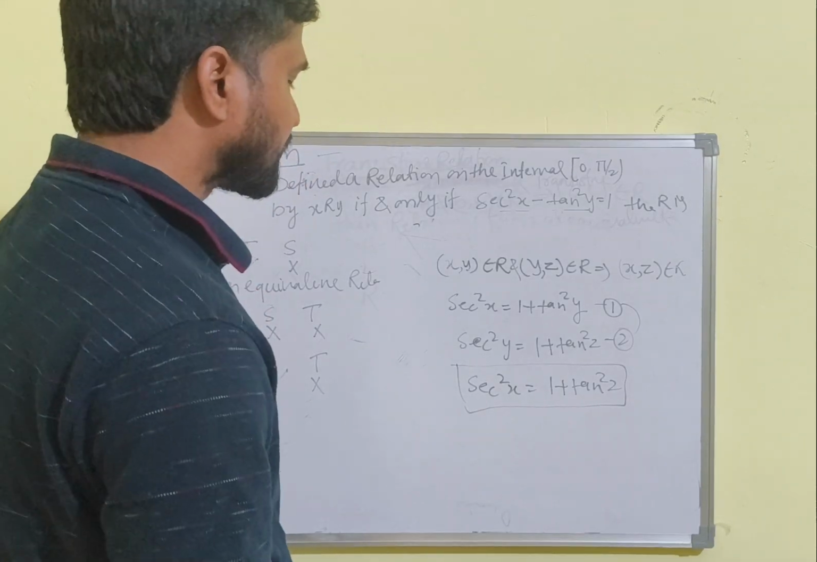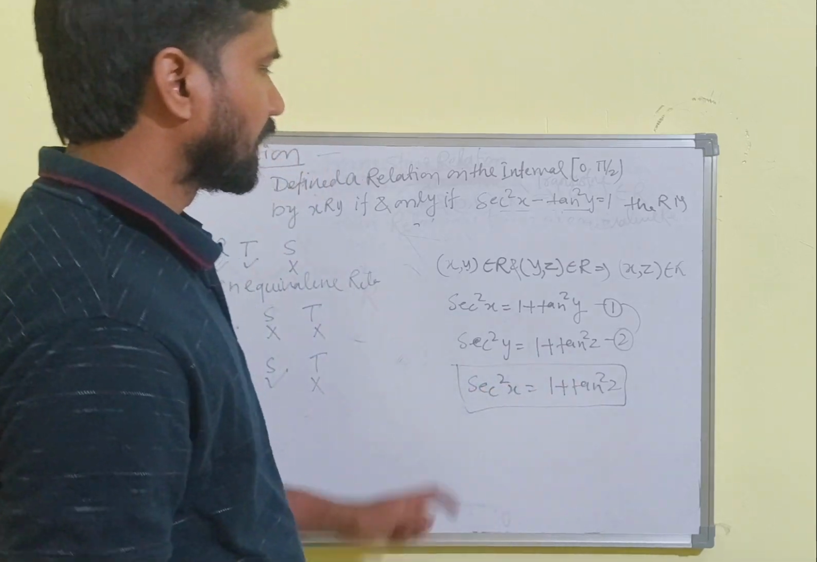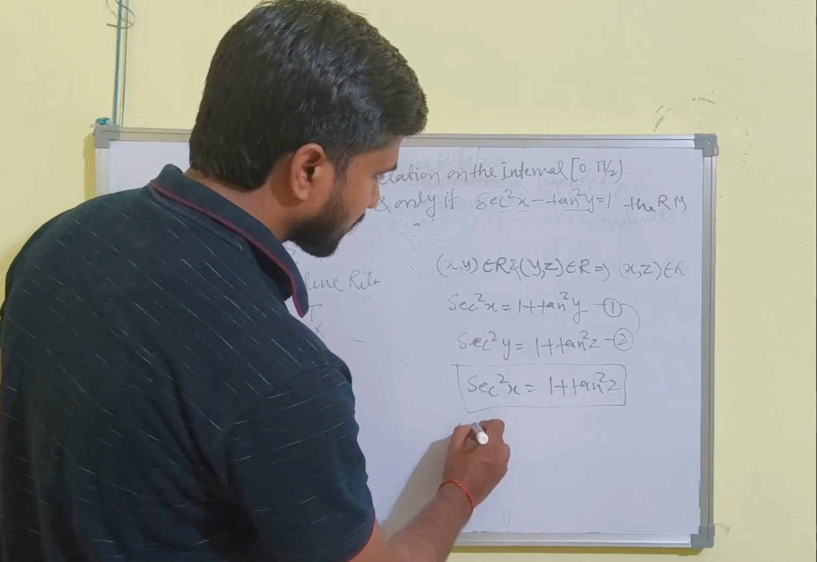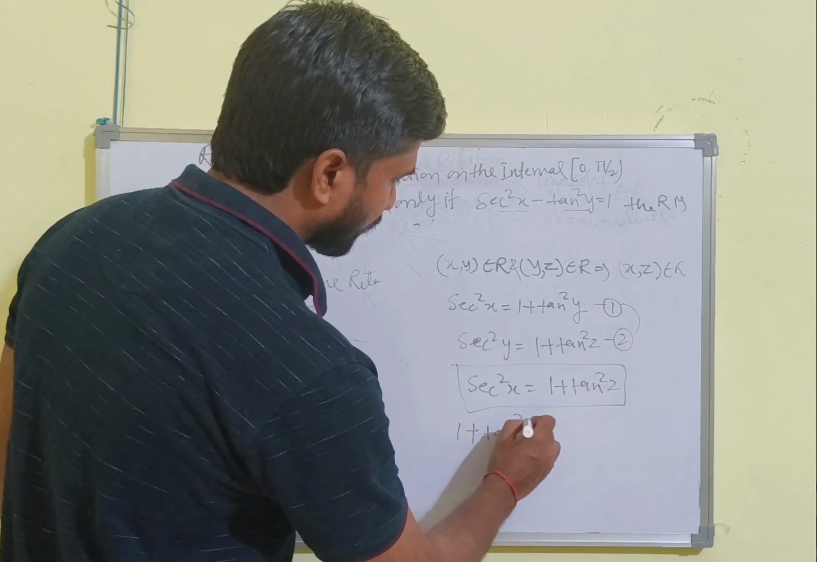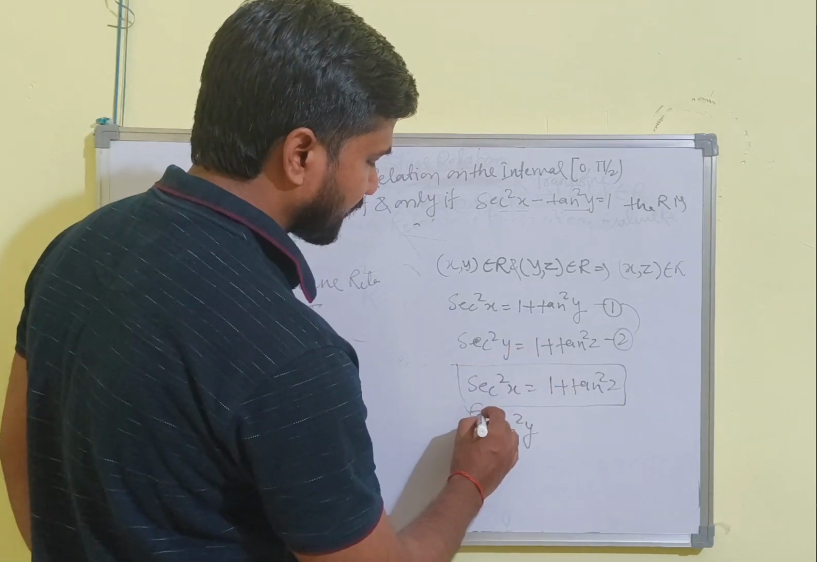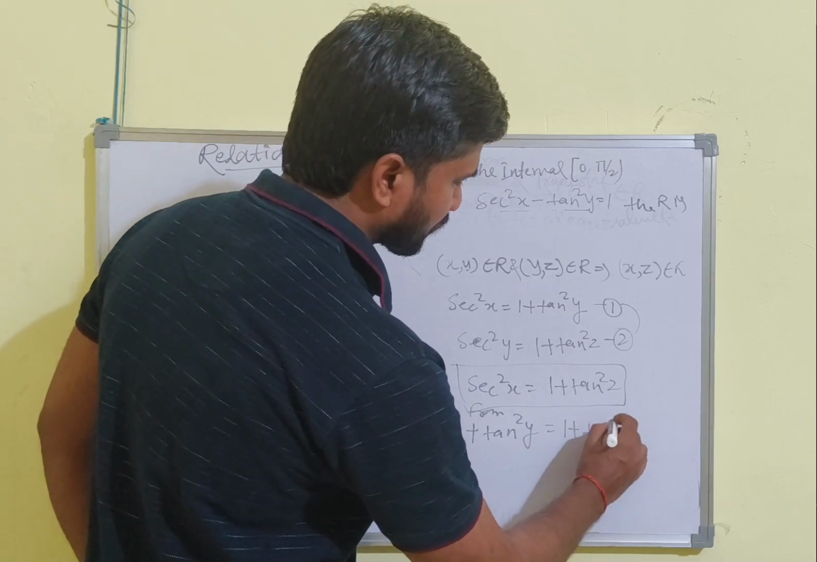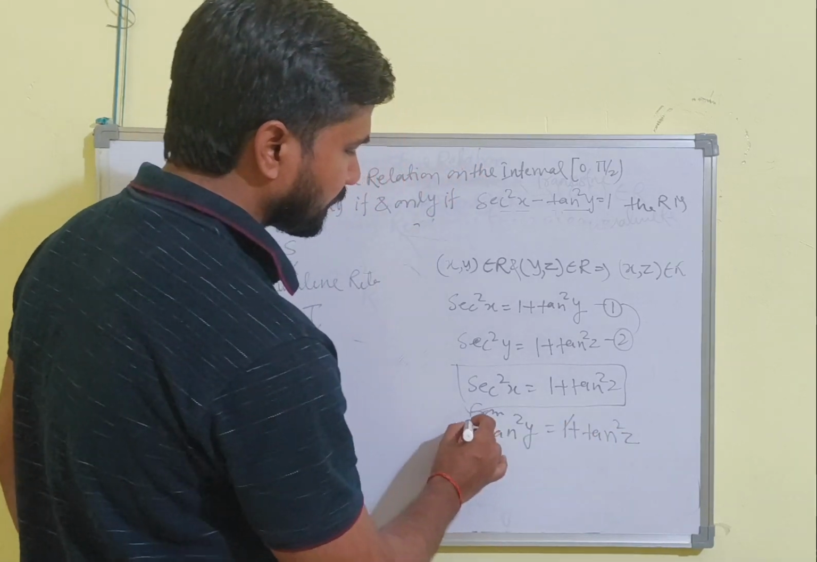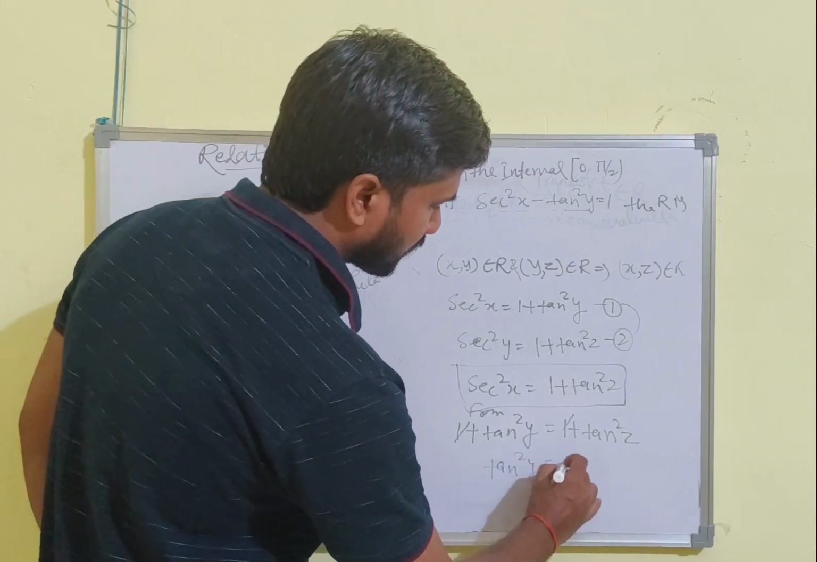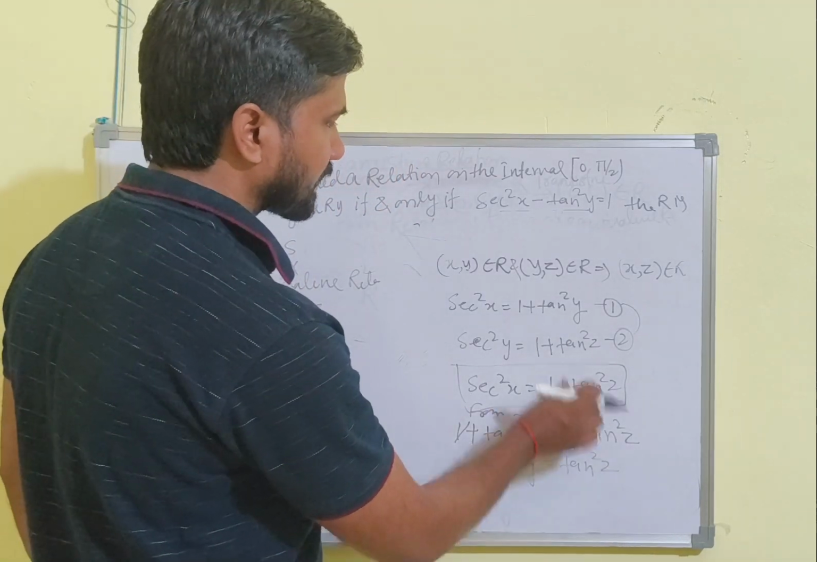See this. Sec square y equal to 1 plus tan square z, and we know that sec square y we can write as 1 plus tan square y. So 1 plus tan square y, from equation second, equal to 1 plus tan square z. 1 cancels. So from here we can write tan square y equal to tan square z. Means in the place of tan square y we can write tan square z.